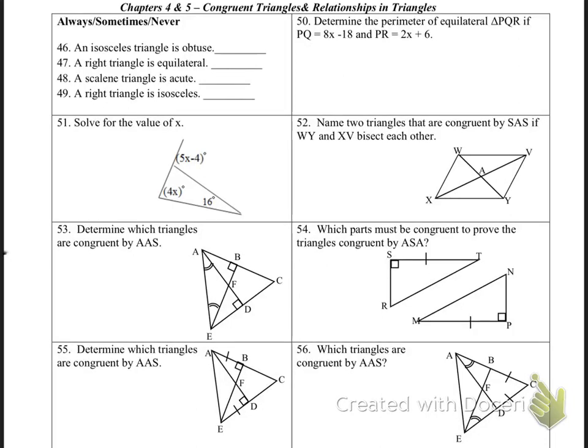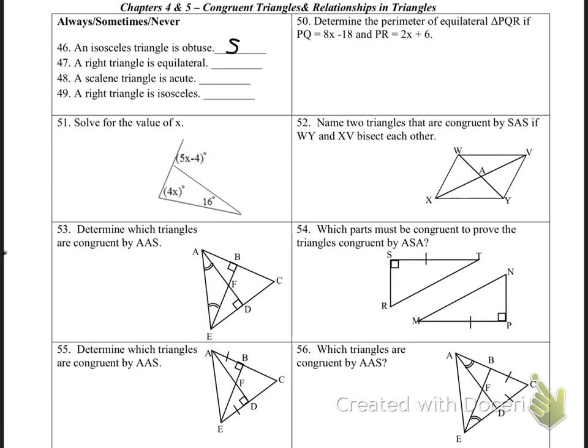Okay, number 46, an isosceles triangle is obtuse. That's sometimes. An isosceles triangle is a triangle that has two congruent sides, so one of the angles could be obtuse in that situation. They also could not have an obtuse angle.